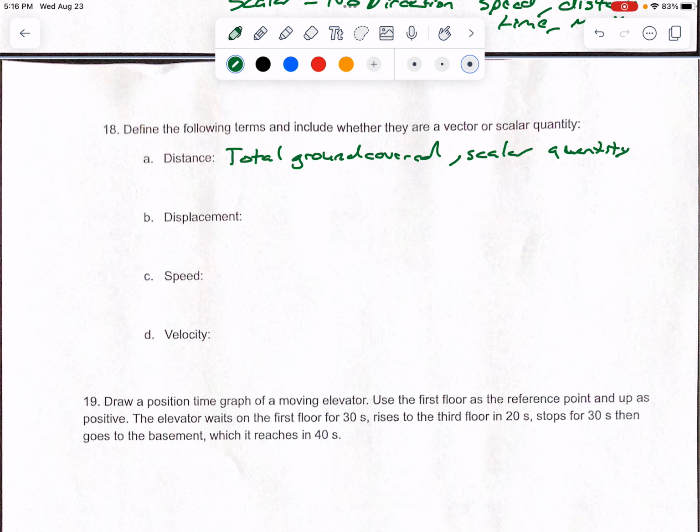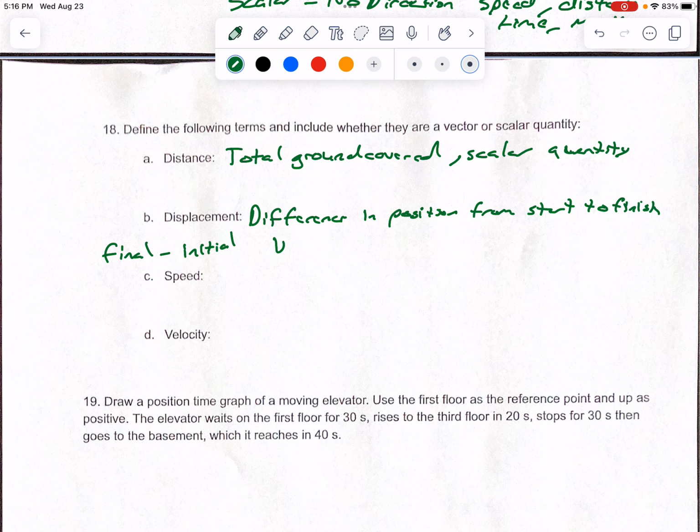Now displacement, that is your difference in position, from start to finish. So remember, it is always going to be your final minus your initial. If you need to remember that, F comes before I in the alphabet. And that is going to be a vector quantity, so that means direction does matter. So if you see a positive versus negative, east, west, north, south.